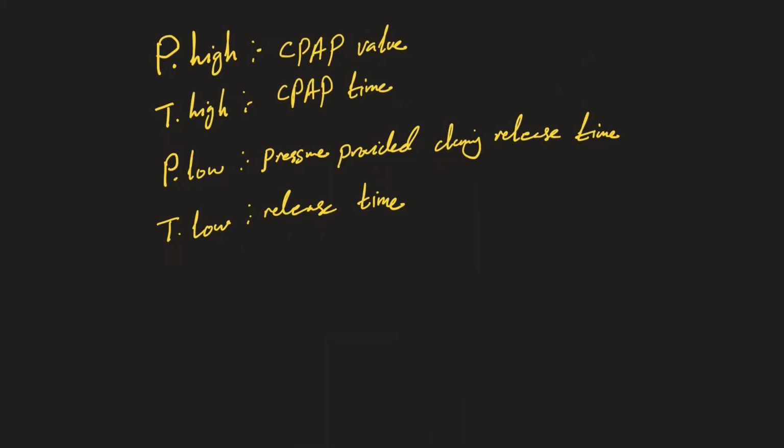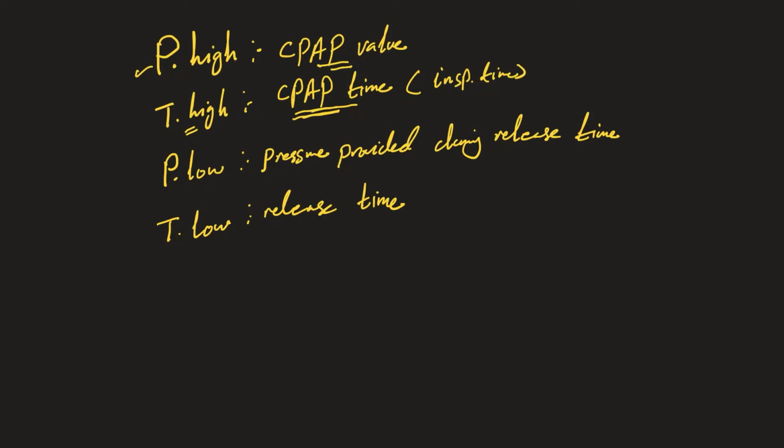Last video we talked about the APRV values: the P high, which is the CPAP value, the constant pressure that will be provided through this respiratory cycle, and then the T high, which is the CPAP time, how long this constant pressure will be provided before the valve opens, aka we can say inspiratory time.